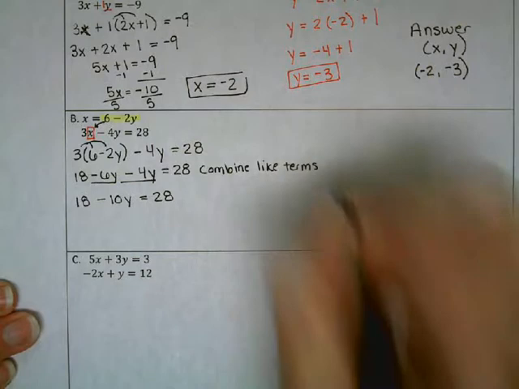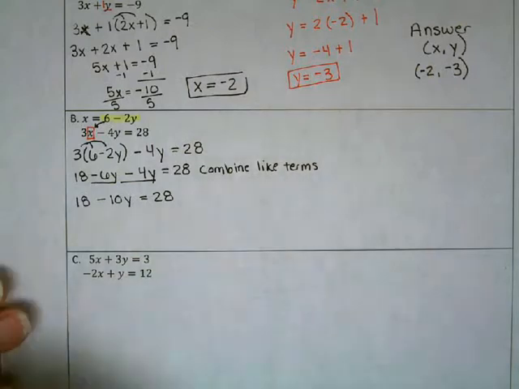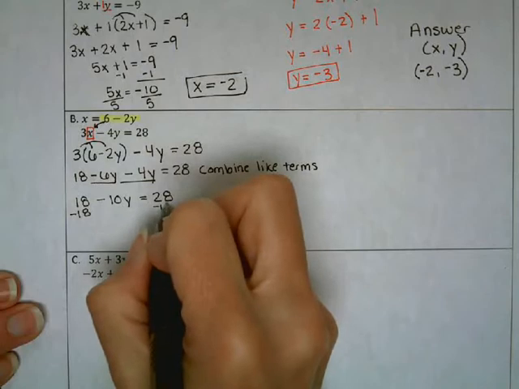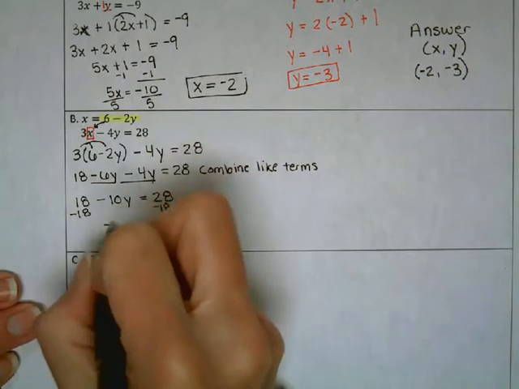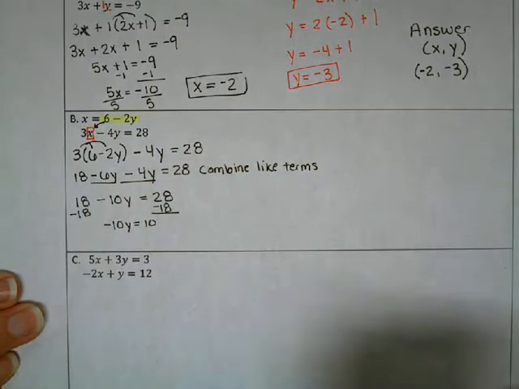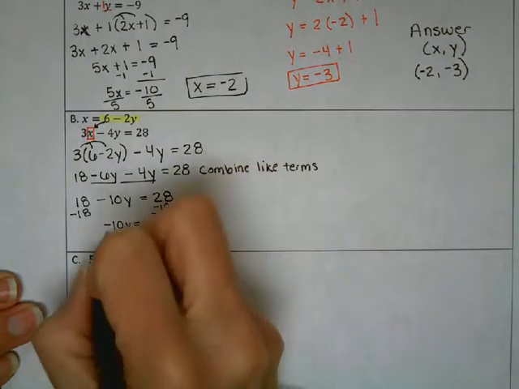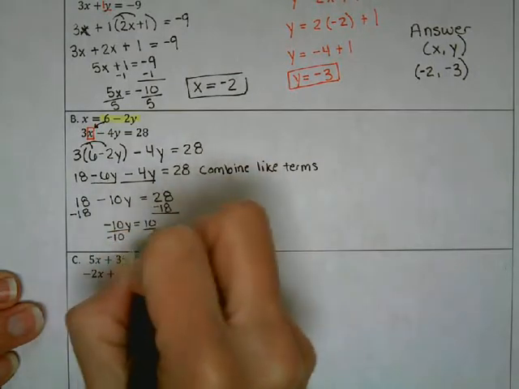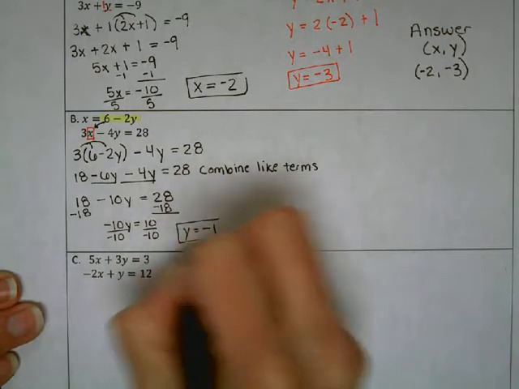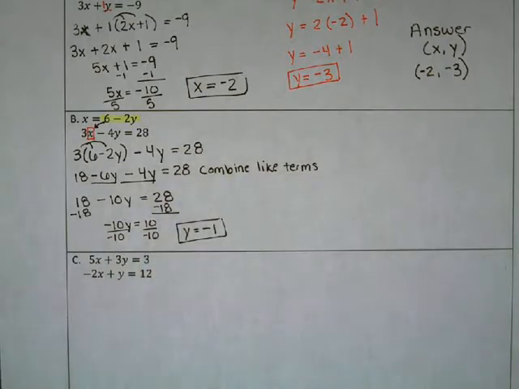Okay, then we're going to solve, so we'll subtract 18 to the other side. You're left with negative 10y equals 10 when you subtract that. And then we'll divide by negative 10. Okay, once you have one answer, you substitute it back into your problem.